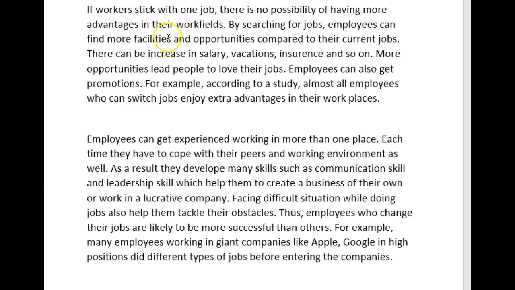You keep saying facilities, although I don't understand what you mean by that. It's not really clear, and I feel like you're misusing this word, so I would have changed that. By searching for, and now here's my other question. Is it the searching for jobs that gives people these opportunities, or is it switching jobs that gives them more opportunities? So be careful with this language here. You want it to be accurate. So by switching jobs, employees can find more, maybe you mean benefits and opportunities compared to their current jobs. Okay?